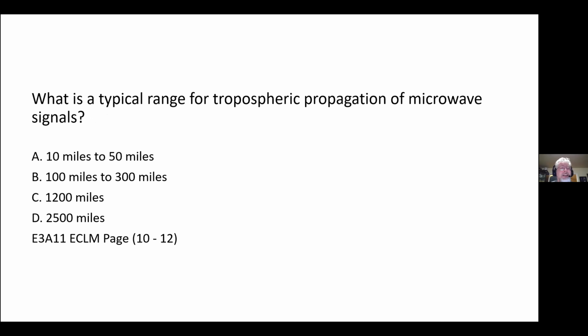What is a typical range for tropospheric propagation of microwave signals? A, 10 miles to 50 miles. B, 100 miles to 300 miles. C, 1,200 miles. Or D, 2,500 miles. Bravo is correct, 100 miles to 300 miles.